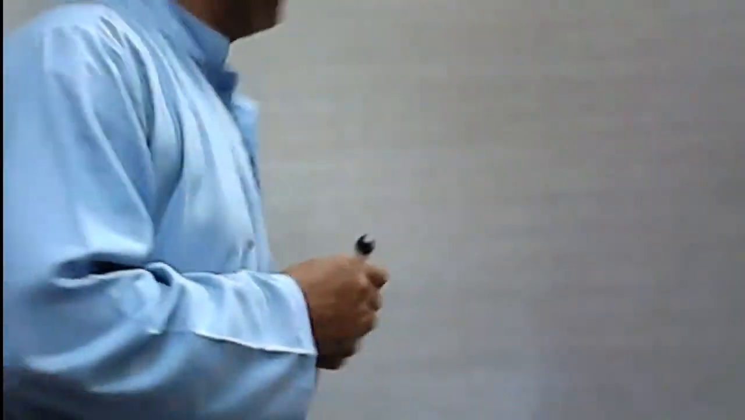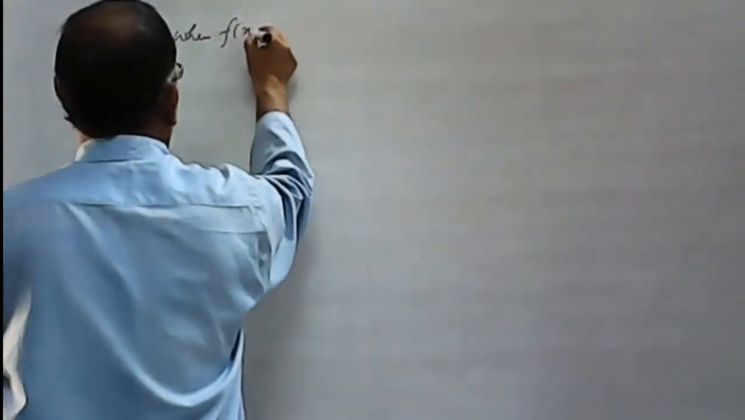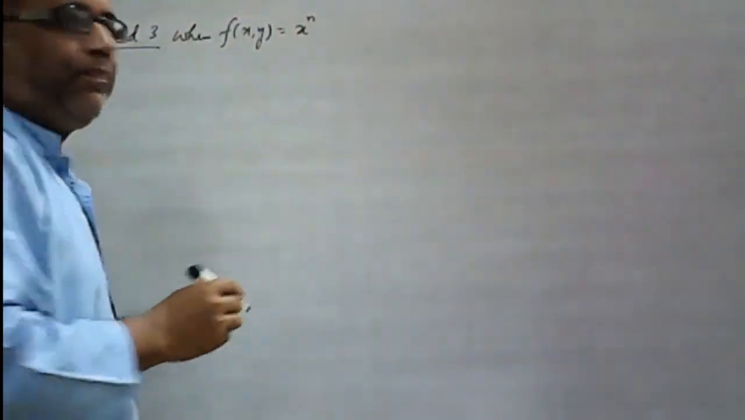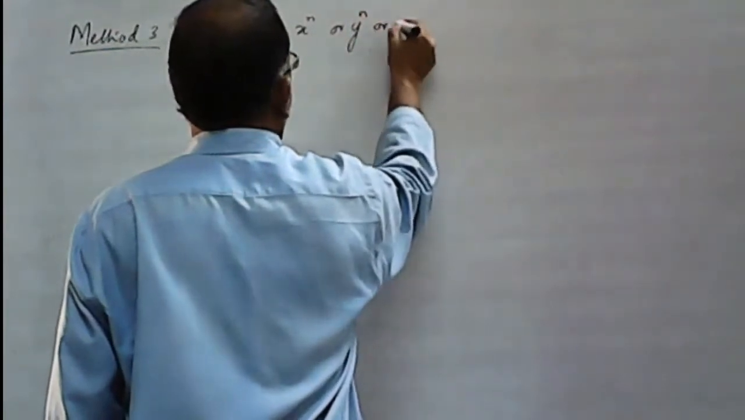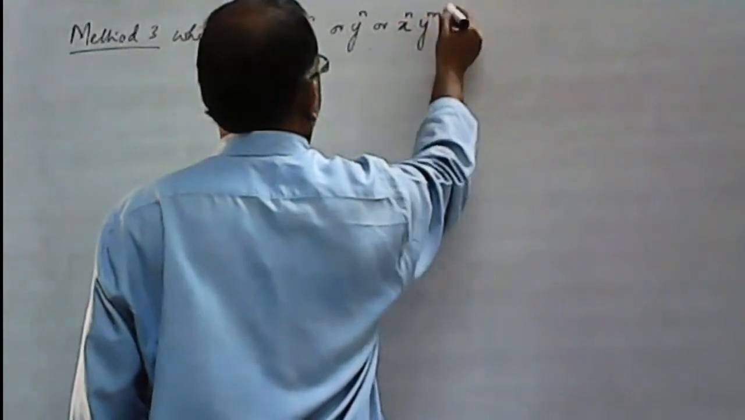We are starting today a new session of higher order PDE. We finished with method 1 and method 2, and now we are starting with method number 3. This method generally deals with terms like polynomial. Method 3, when f of x, y is equal to x power n, or y power n, or x power n into y power n.